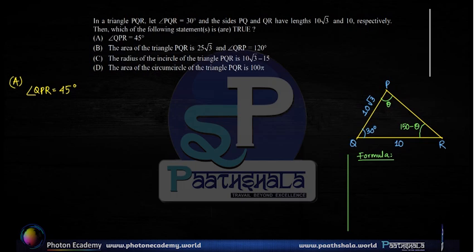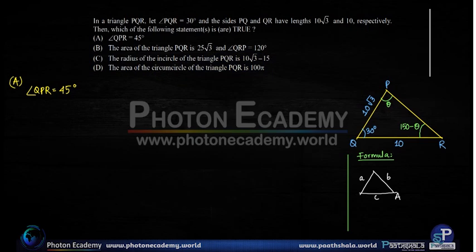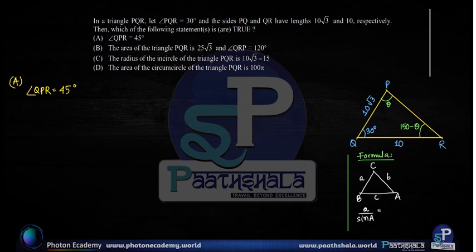If we have a triangle which has sides a, b, c and has angles capital A, capital B and capital C, then the sine formula states that a by sine A is equal to b by sine B is equal to c by sine C.